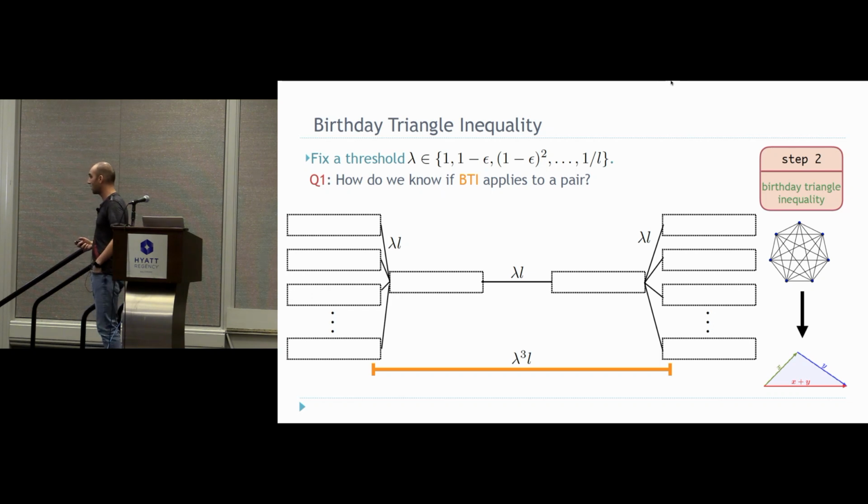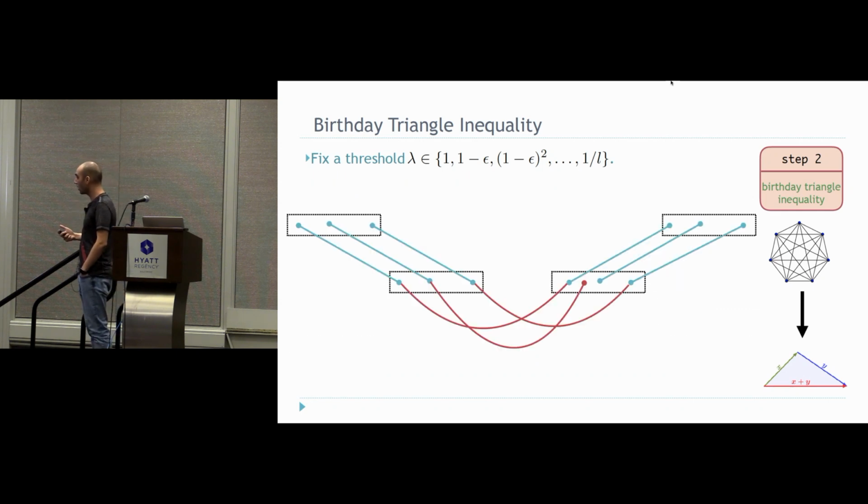The problem is, unlike edit distance, you can't just close your eyes and report all the edges, because birthday triangle inequality sometimes works, sometimes doesn't work. Before reporting, you have to verify. But you don't want to compute the LCS from scratch, because if you do that, the runtime is going to be quadratic.